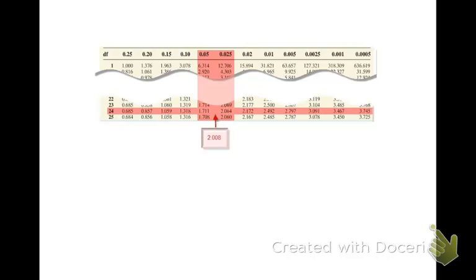Here's the degree of freedom 24 column. And now I'm going to scan through for my number 2.008. But it doesn't fall exactly on one of the numbers they gave us. It falls between the two numbers. And the two numbers it falls between, 1.711 and 2.064, correspond to tail areas of 0.05 and 0.025.